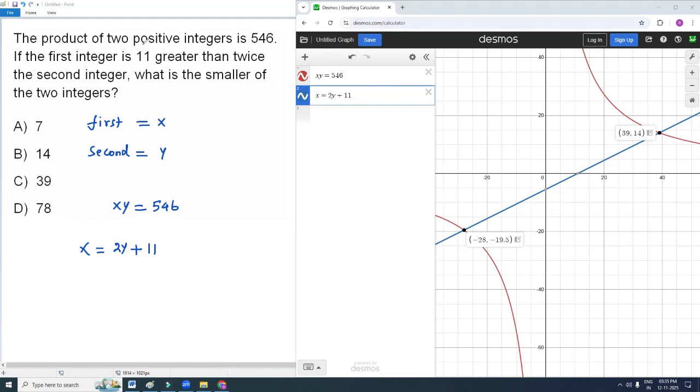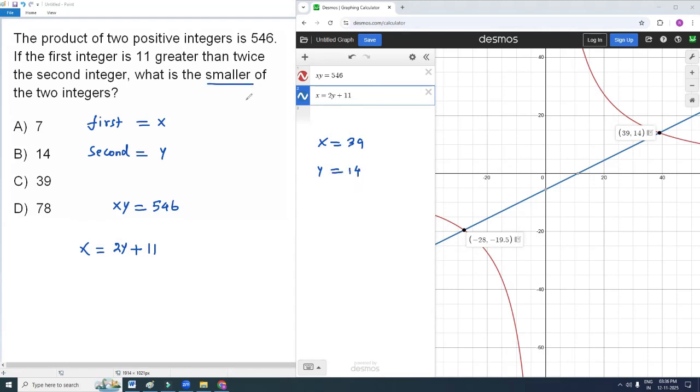According to the information, we have two positive integers. So here we have to consider the point where both x coordinate and y coordinate are positive integers. That is 39 and 14. So x equals 39 and y equals 14. Here I got the two positive integers.